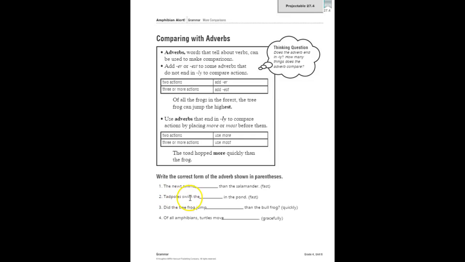Number 2, tadpoles swim the fast in the pond. We're comparing how tadpoles swim. Tadpoles swim the, again, doesn't add an ly, but we're comparing more actions. This is lots of tadpoles and how they swim. So fastest in the pond. Look at 3 and 4, pause the video, and come back when you're done.